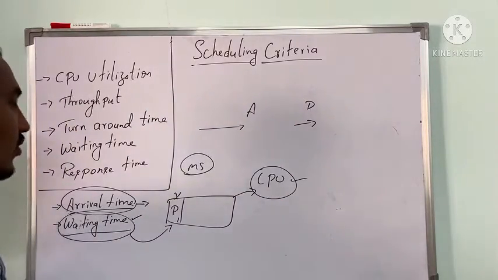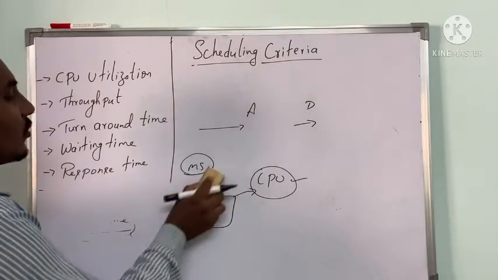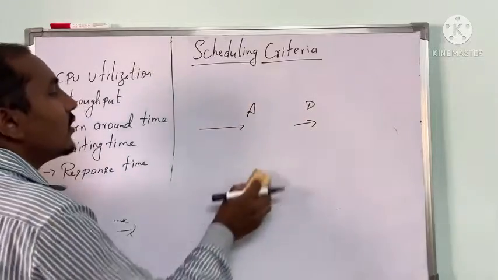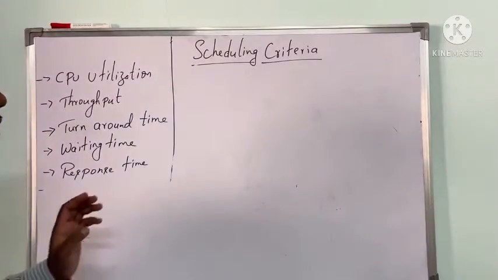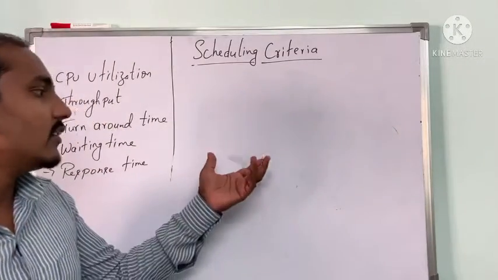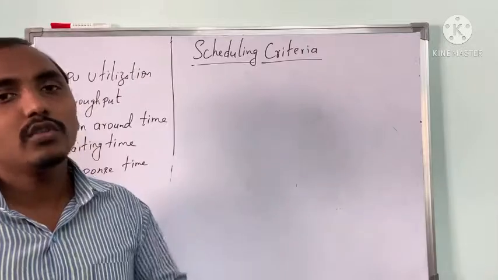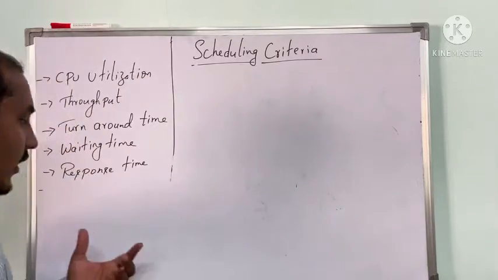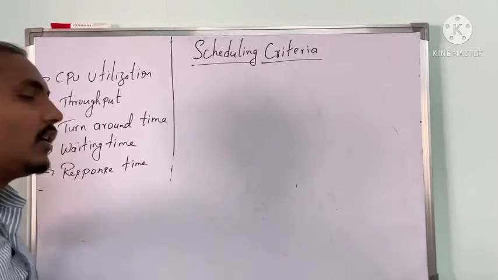So these are the basic terms that you should understand before going for the problems based on scheduling criteria. These are clear. We have discussed what the ready queue is, how the CPU is going to select a process for execution, and after that, what arrival time and waiting time are.